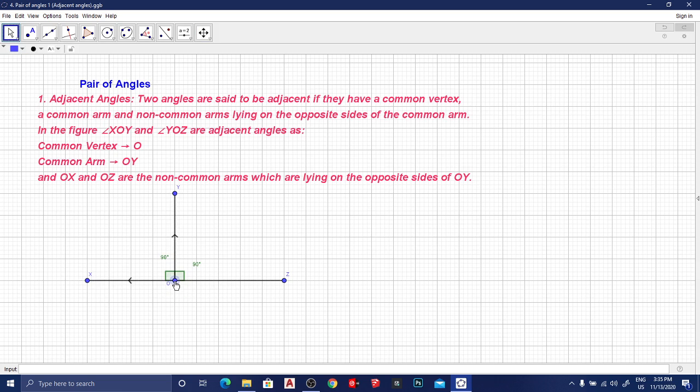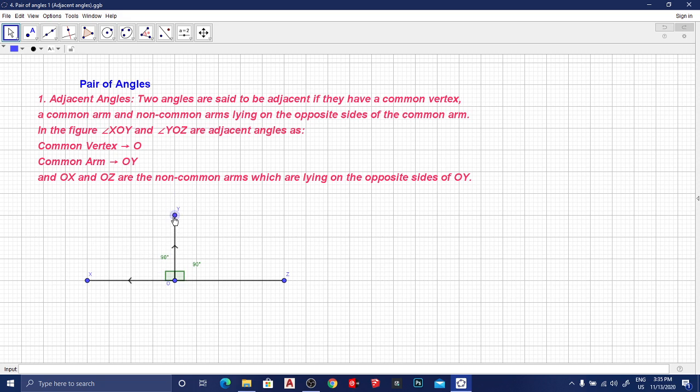Okay, common vertex and a common arm like this. This arm is common for this angle and this angle also. It is the same for both angles. Common means same angle. Yes, common arm means same arm for both the angles.